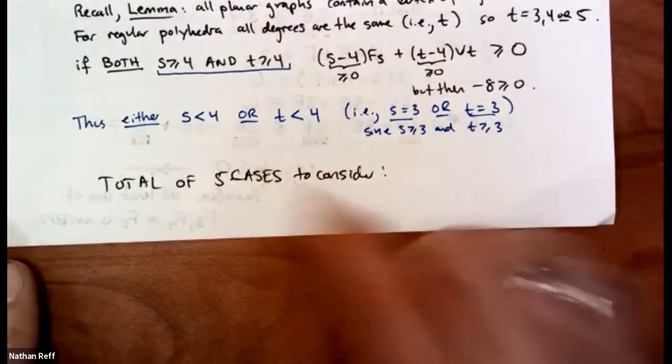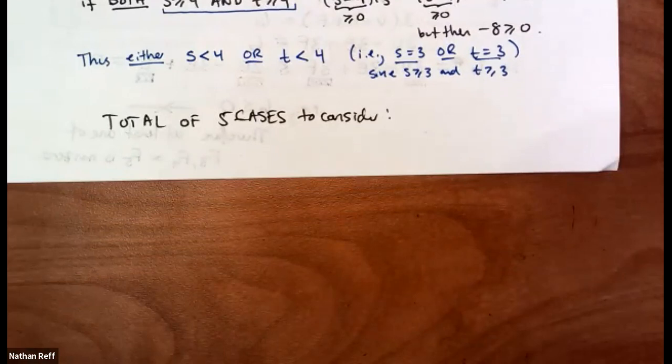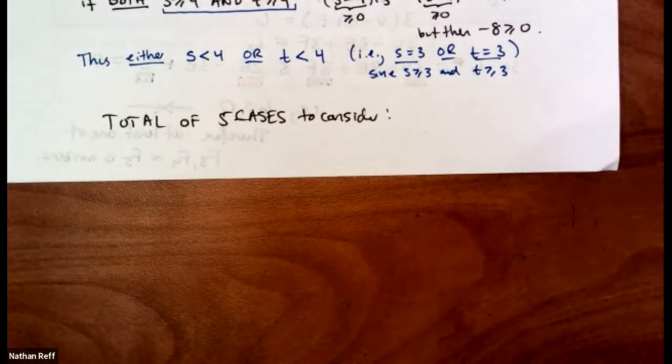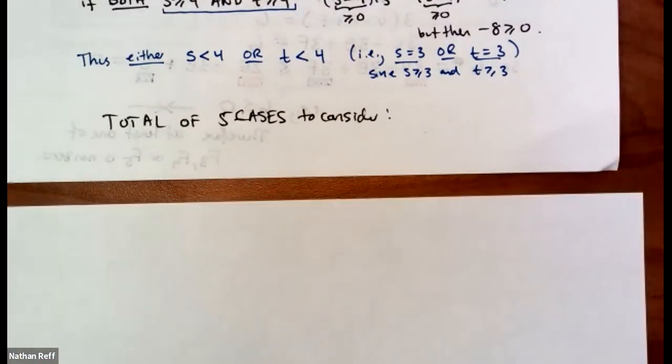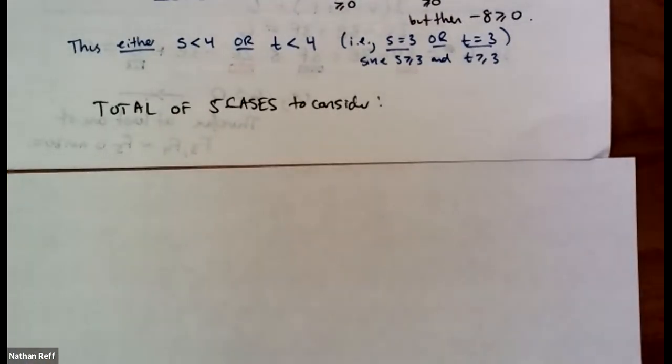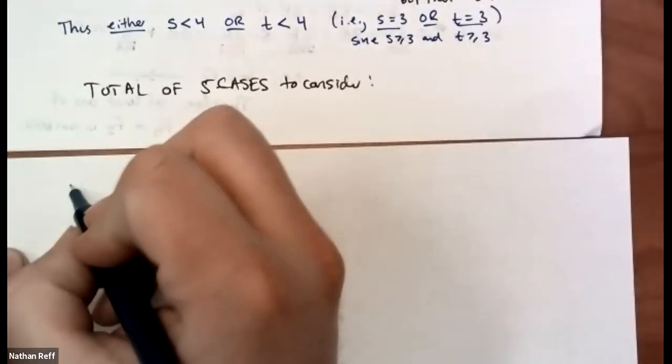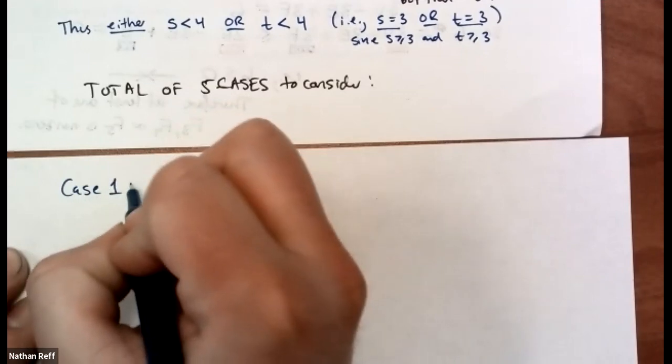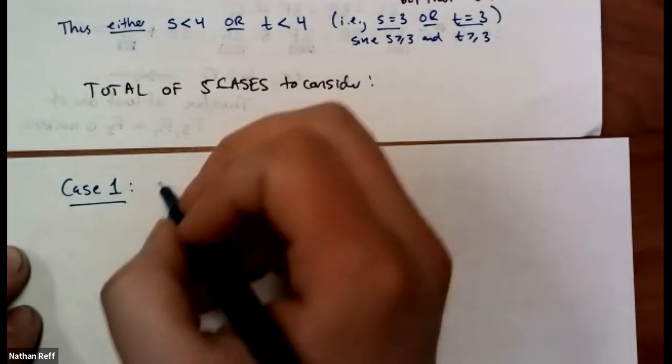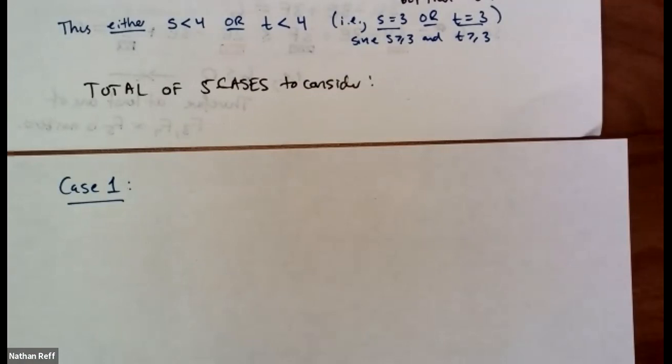Okay. So let's write out all those cases. Okay. So case 1, let's see what happens when S and T are both 3 first. All right, well, I guess I'll just use this then. So case 1. Suppose S and T are both 3.